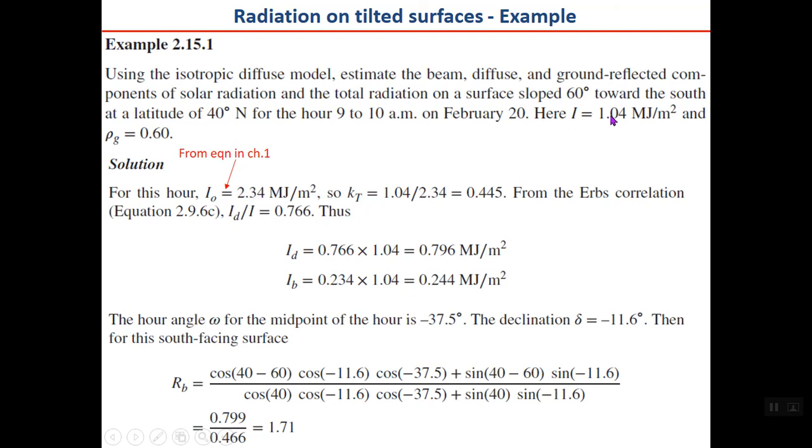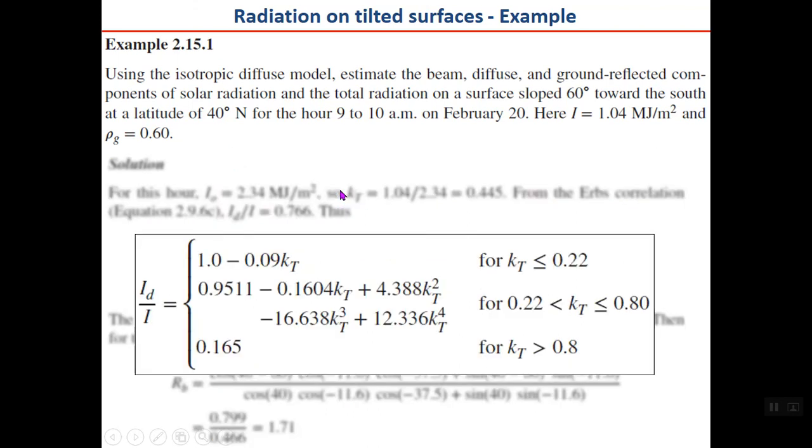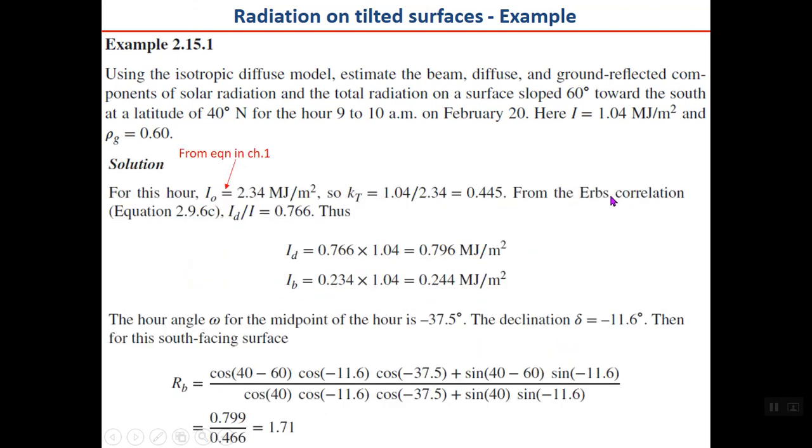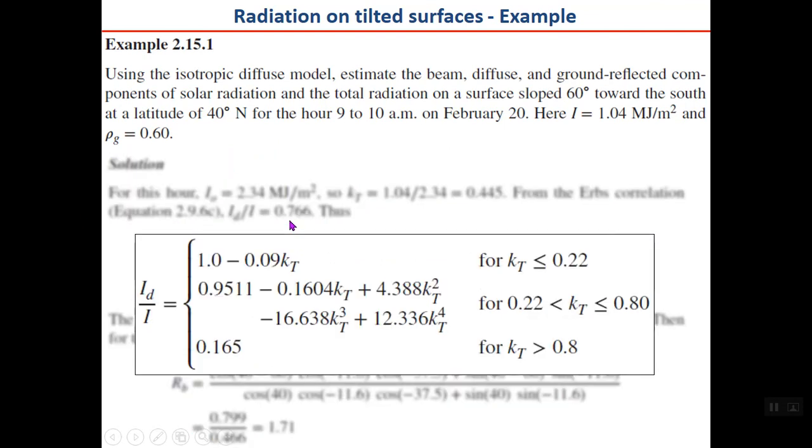The real measured data for that hour between 9 to 10 a.m. on the 20th of February is given as 1.04. So dividing I by I0, you can calculate the KT value, which is the hourly solar clearness index. Then from Erb's equation, you can find the value of the ratio. You may remember that there was an equation depending on the value of KT. You can use the equation, or you may go to the curve if you prefer that, but generally using the equations is more accurate.